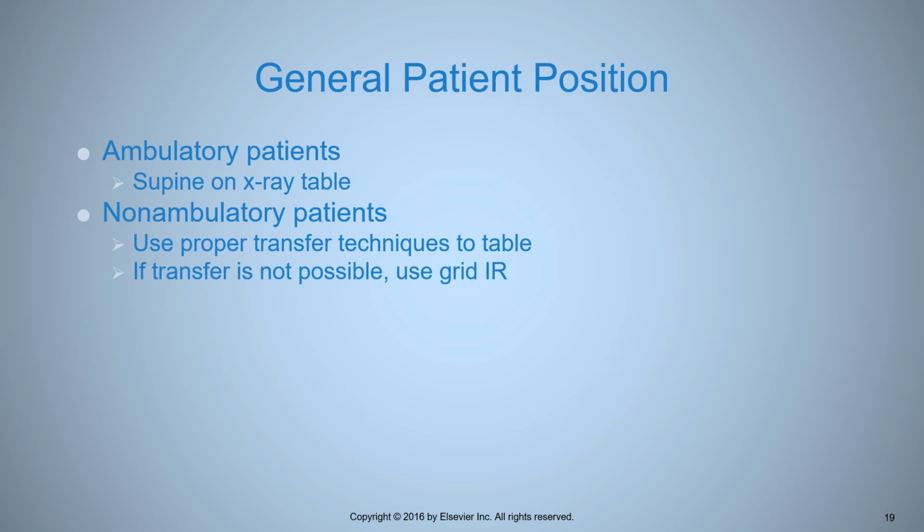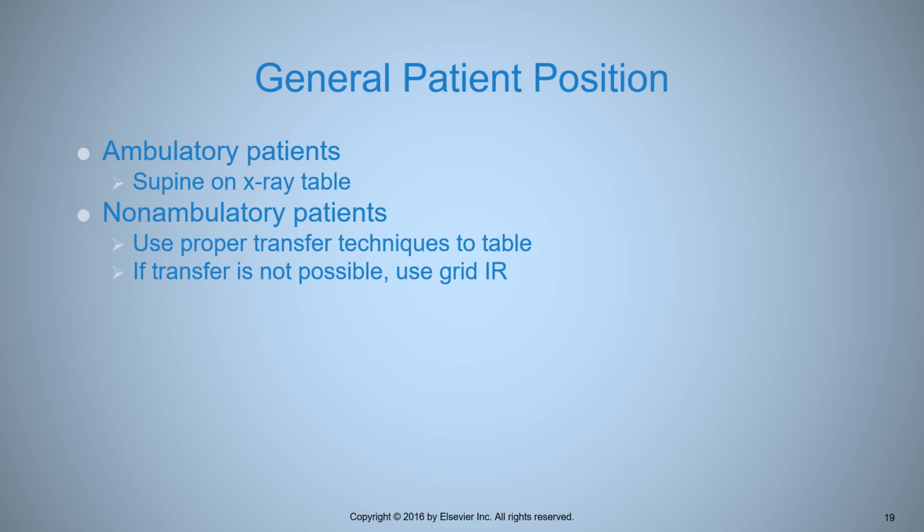Ambulatory patients, supine on the x-ray table. Non-ambulatory patients, use proper transfer techniques. And remember that if the hip is broken, the landing is going to be uncomfortable for your patient. So make that landing as easy as you can. Friction-free slide board is probably going to be your best option if you do decide to move them over to the exam table.